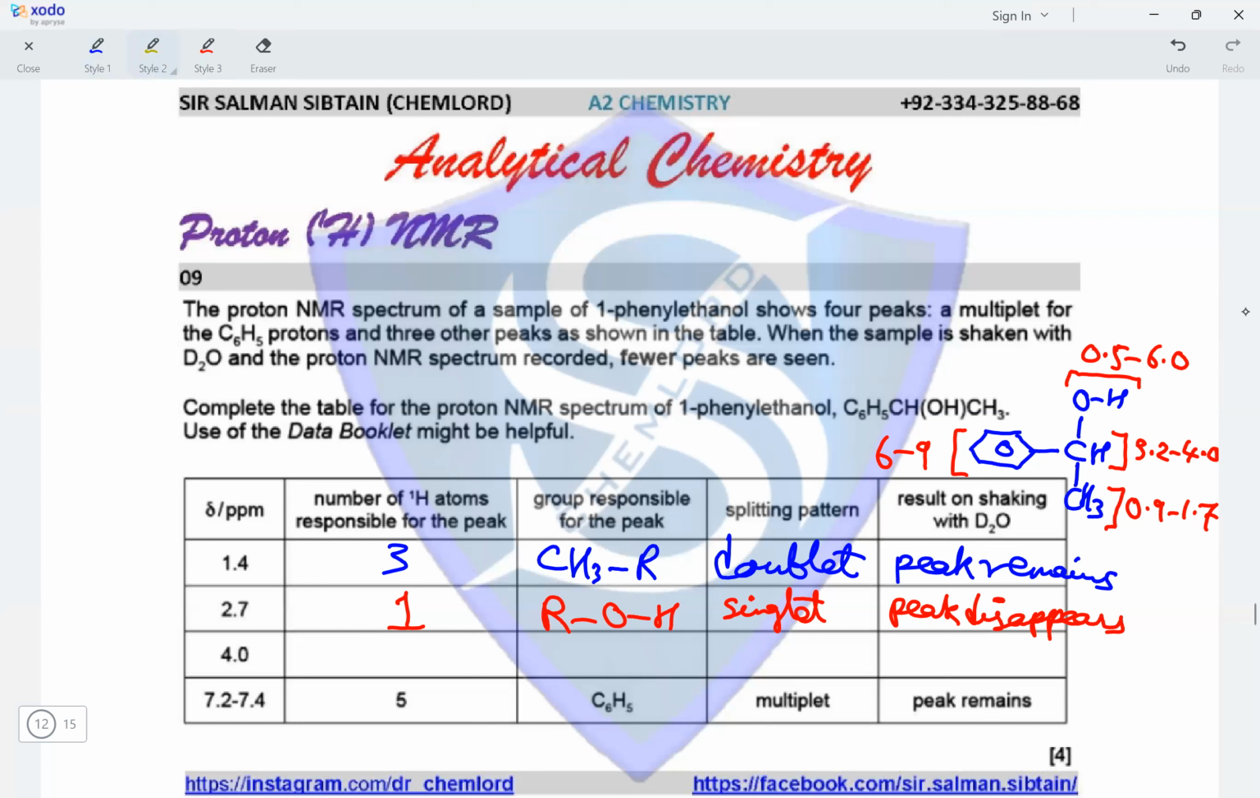And the peak at 4.0 is the peak for the CH group next to oxygen. Now the CH group contains a single proton, and the splitting pattern, because it is present next to a CH3 group, would be a quartet. And since it does not contain any labile protons, this peak would also remain.